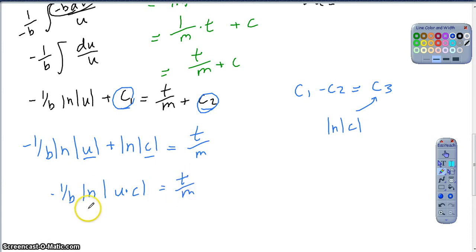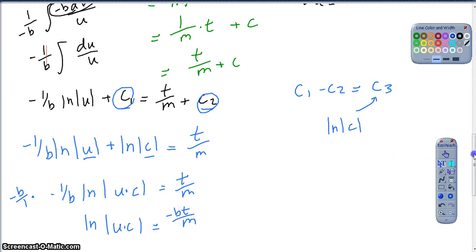The reason I do that, almost there, but a few more tricks. I'm going to go ahead and solve to get the ln by itself. So to get the ln by itself, I'm going to multiply both sides by negative b over 1. So I have the ln of uc, or cu, equals negative bt over m.